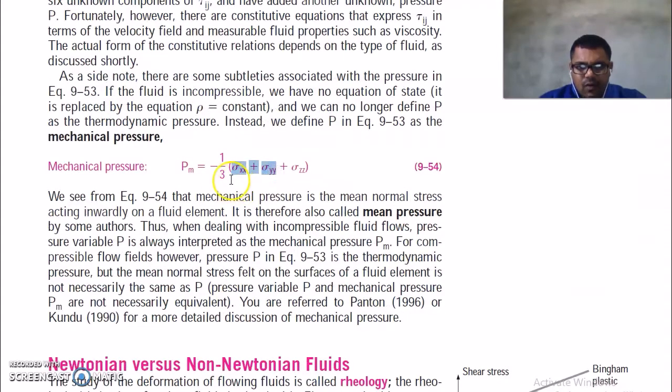It is therefore also called mean pressure by some authors. Thus, when we are dealing with incompressible fluid flows, the pressure variable P is always interpreted as the mechanical pressure Pm.